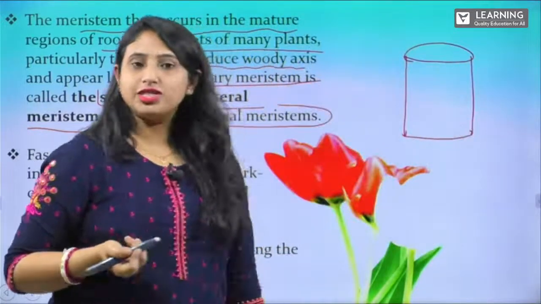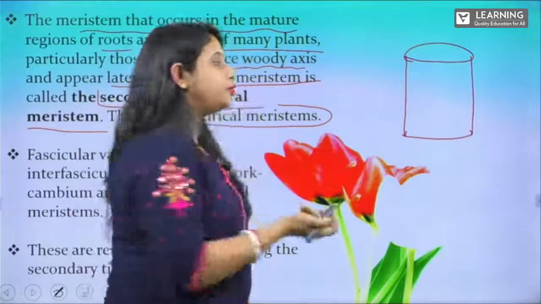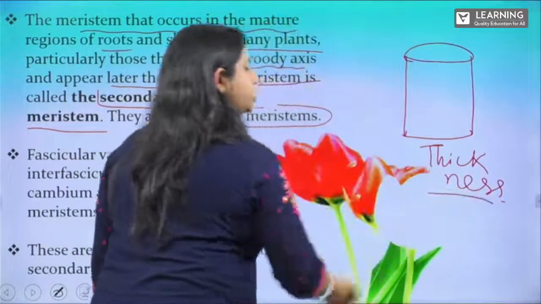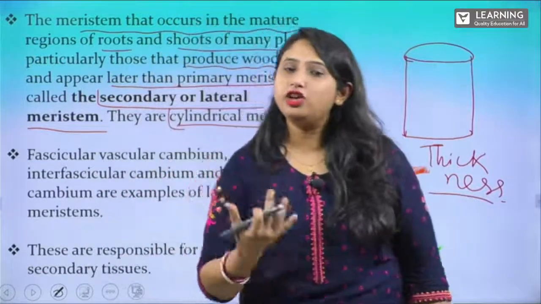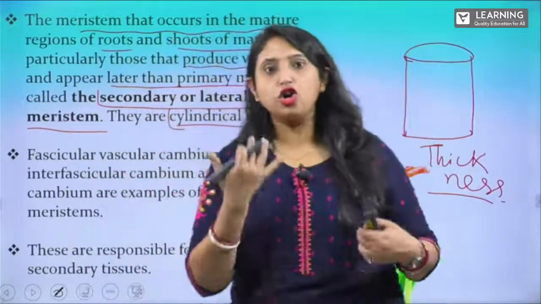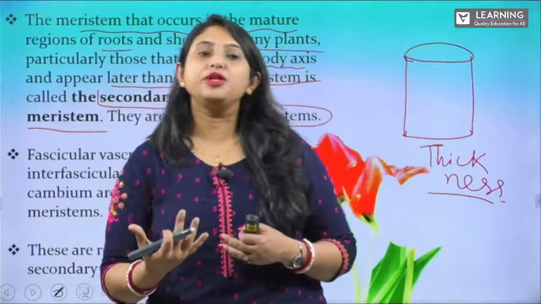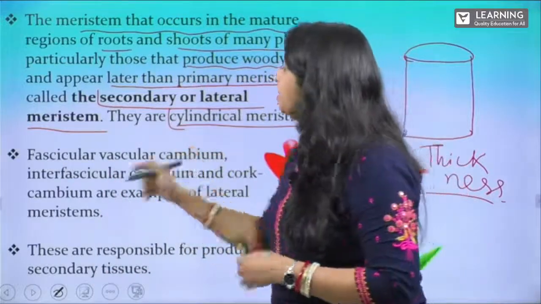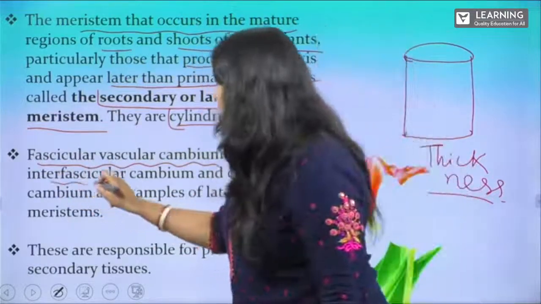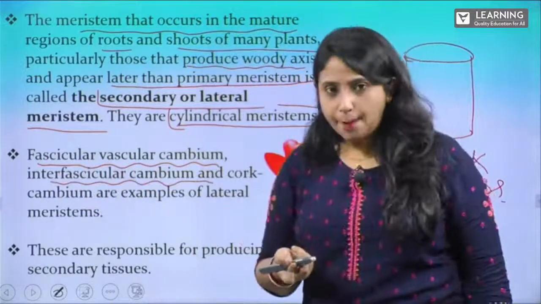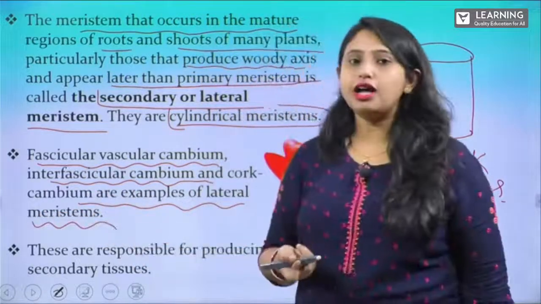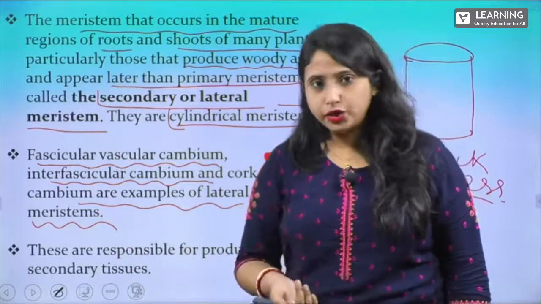So what is the function of this lateral meristem? This lateral meristem is providing what? Thickness, right? They are responsible for the formation of secondary growth in plants, that is, development of your cambium, bark, cork, all these things, it is because of your lateral meristem. The fascicular vascular cambium, then interfascicular cambium, cork cambium, all these are examples of your what? Examples of your lateral meristem.